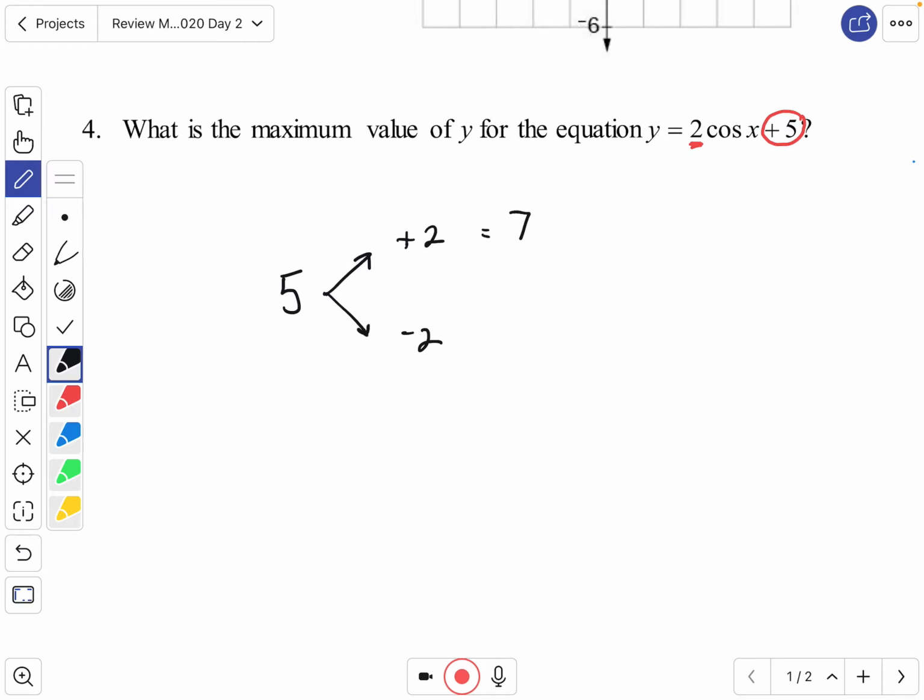So that means the highest that this graph will go is 7. The lowest that this graph will go is 3. Now for this question, they're only asking for the max, so it's 7.